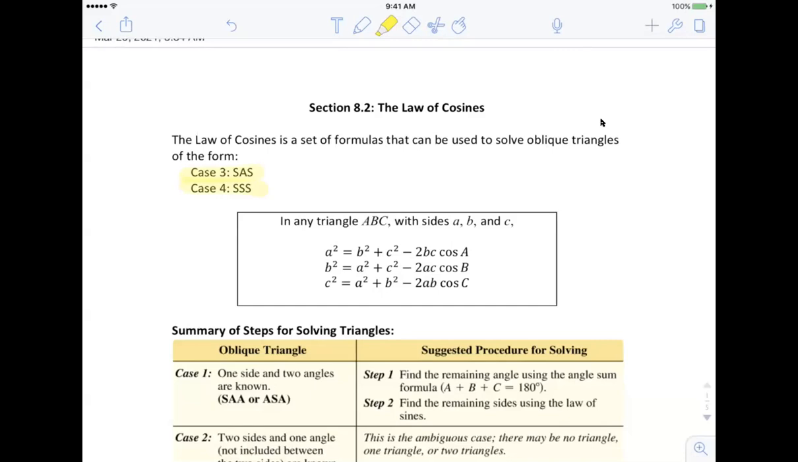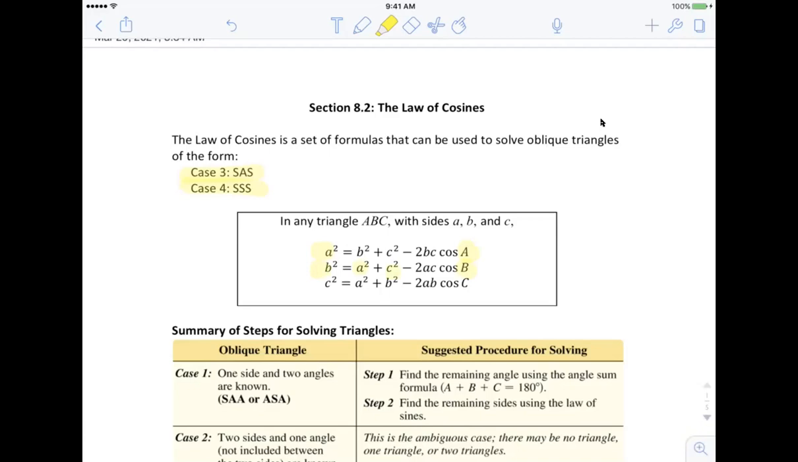Notice the side over here by itself is opposite the angle that you input there. And then the other two sides are the sides that are adjacent to that angle, right? That's the same structure for all of these. So if you're trying to find B, then angle B goes there, and the two adjacent sides to angle B are the other two values in the formula.